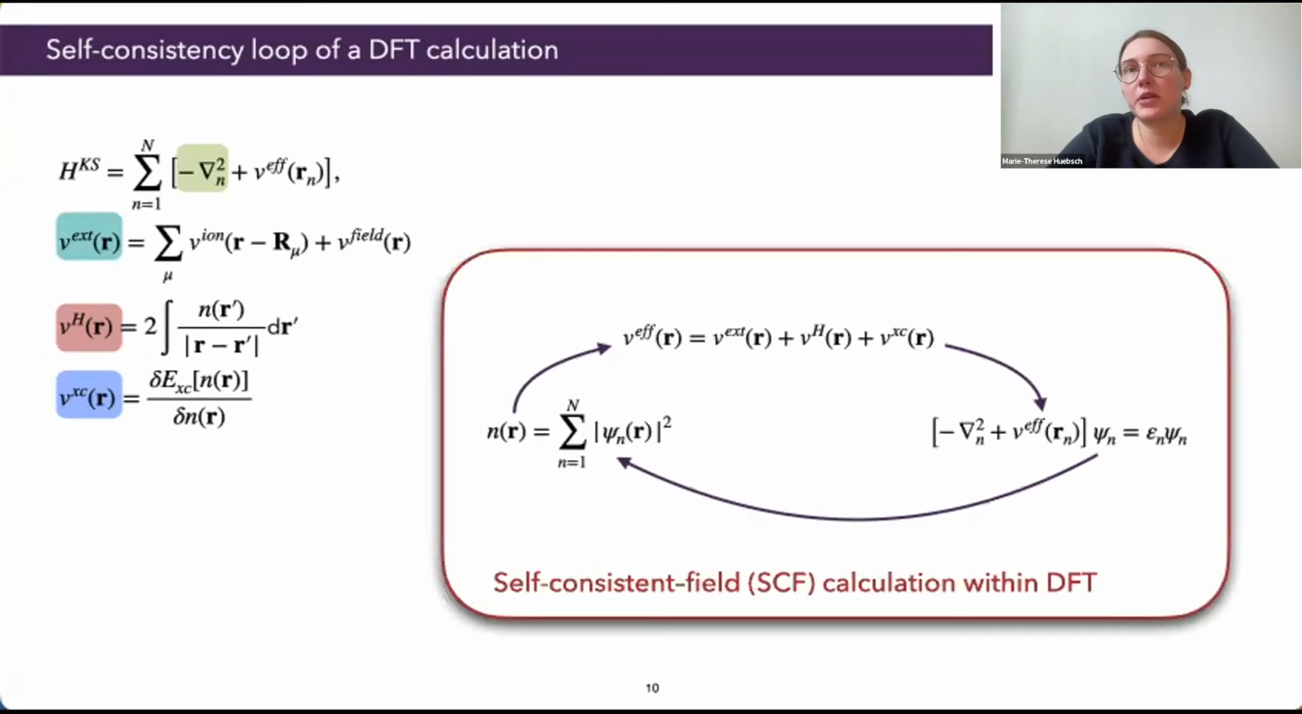This loop is a self-consistency loop, and it constructs a self-consistent field in which a single electron moves that indirectly accounts for the exchange and correlation of the other electrons in the system. So you may often stumble across the term SCF calculation. This is exactly what it refers to. It's the electronic minimization.